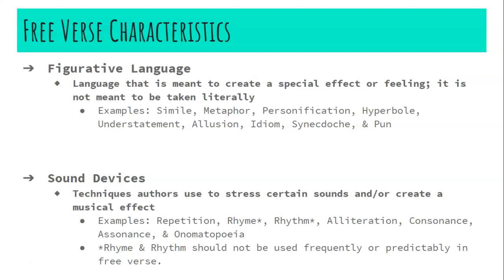So for example, similes and metaphors. Similes and metaphors are both comparisons. A simile would use like or as to compare two unlike nouns, whereas a metaphor would not use like or as. It would just use a linking verb to compare two unlike nouns. Personification, that is when you are giving human qualities to something that is not human or an inanimate object. Hyperbole is an exaggeration, whereas understatement is not giving something enough credit.